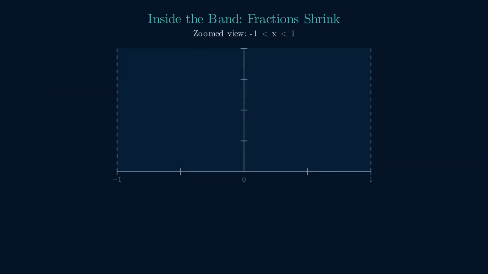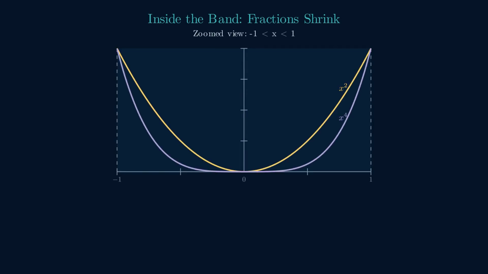Take a fraction, say 0.5. Square it, you get 0.25. Square that, 0.0625. It's shrinking, fast. So inside the band between negative 1 and 1, the higher the power, the harder the curve hugs the x-axis. x squared sits highest, then x to the fourth, then x to the sixth down at the bottom.